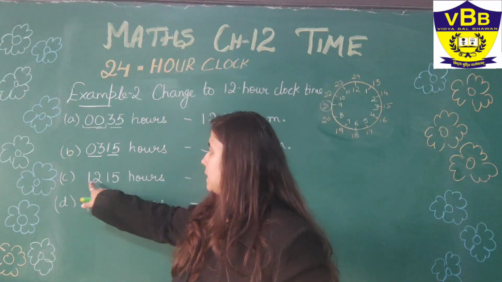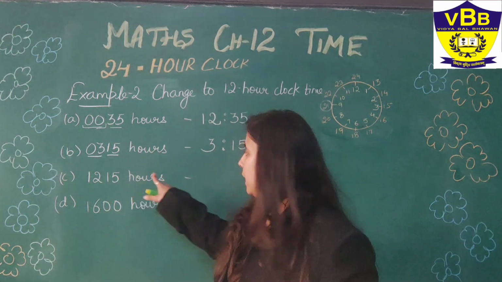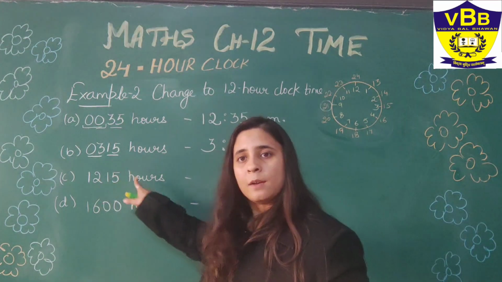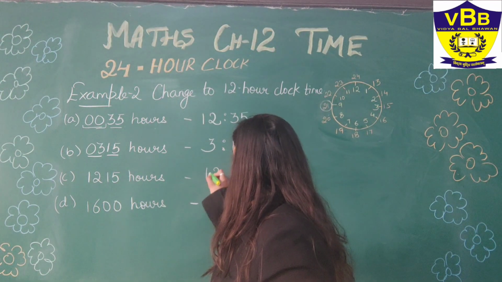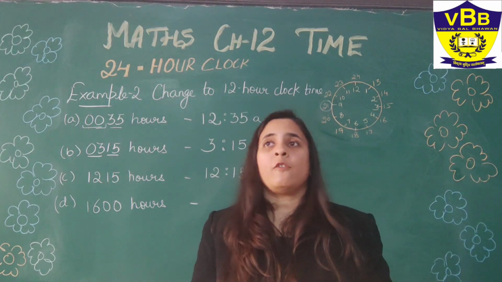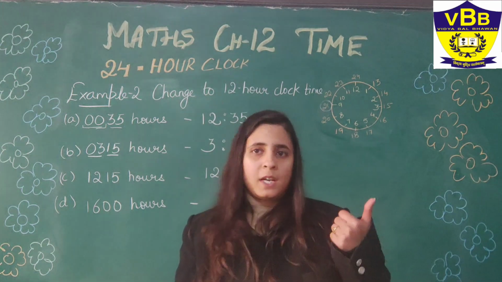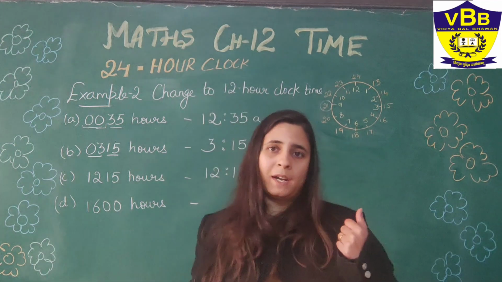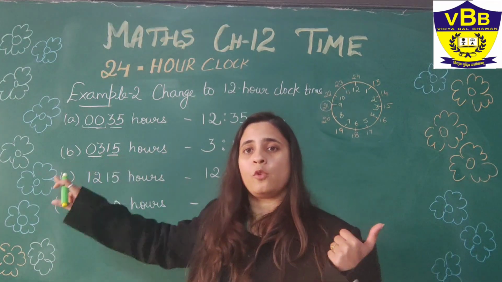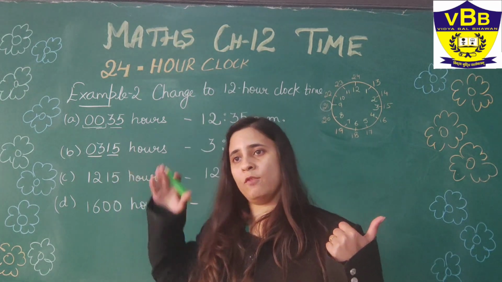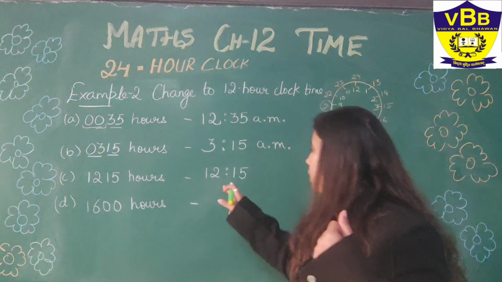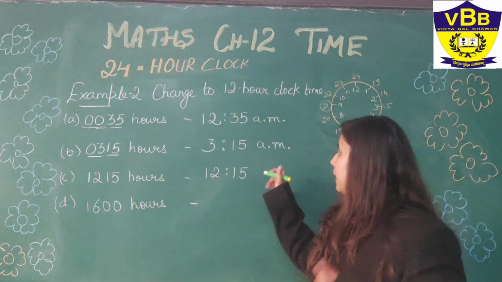Alright, now C part is saying 1215 hours. That means it is 12 and 15 minutes. So it will become 12:15. If it is midnight, then instead of 12 we will write 00. That means it is not midnight, it is noon time, it is daytime. So 12:15, after 12 in the noon, it becomes 12 noon. That means that time we write PM, it is post meridian. So it will be written as 12:15 PM.